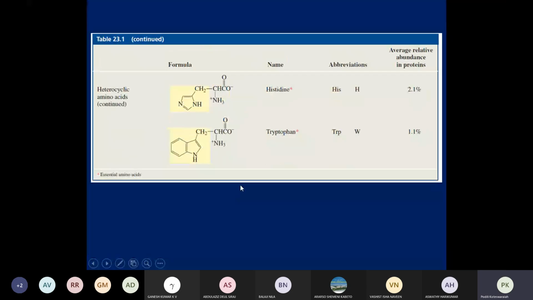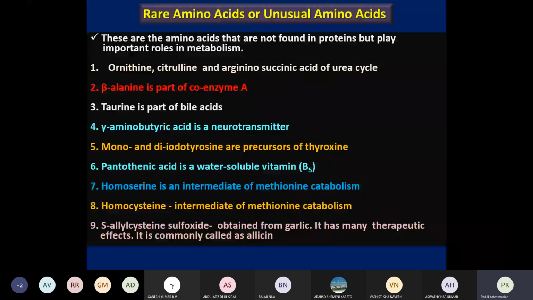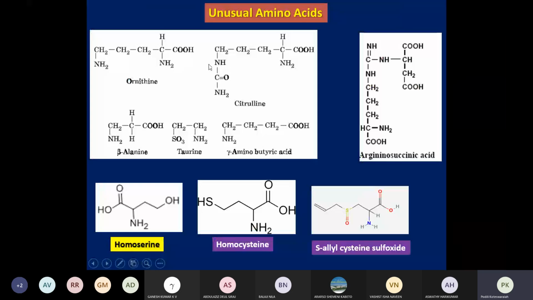As I already said, more than 200 amino acids have been identified, but only 20 are present in the proteins. They are known as the standard amino acids. But in addition to the standard amino acids, there are many amino acids that are not present in the proteins, but they have various roles in the cell. For example, ornithine and citrulline. You can see here ornithine and citrulline, but these are unusual amino acids. They are not present in the protein, but they have various functions in the cell.